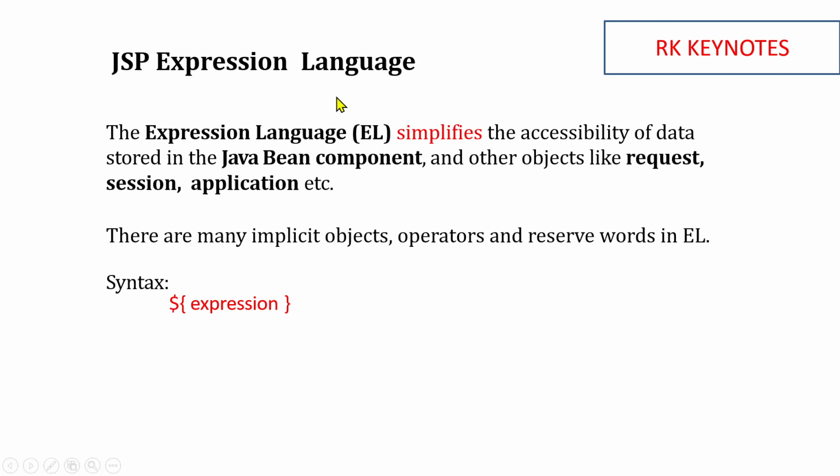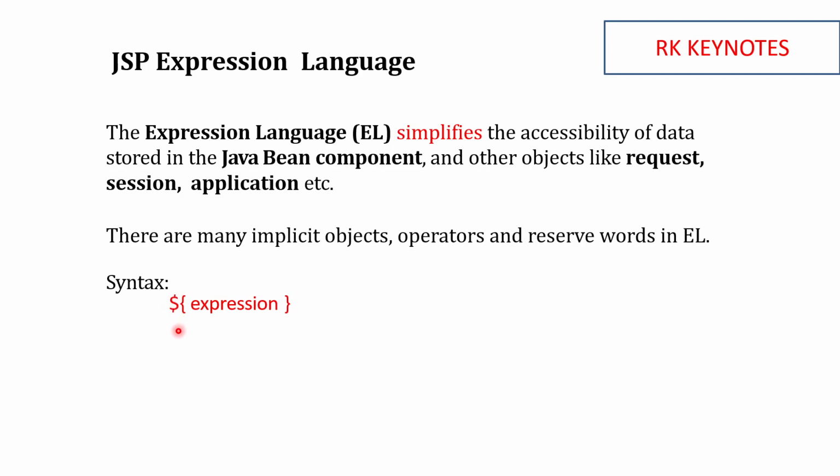Fine. So the topic for today is expression language. Expression language, we call it as EL. Basically, what it does is that it simplifies the accessibility of data stored either in a Java Bean or else in session or cookie or in parameter. Fine. So we're going to use some implicit objects, and with that we can easily apply the syntax. This is the syntax for expression language, and then we can perform the operations easily.